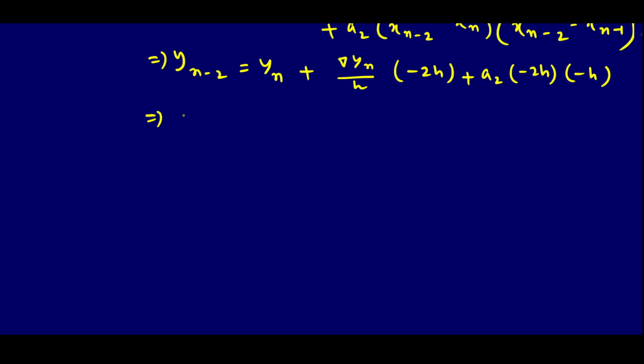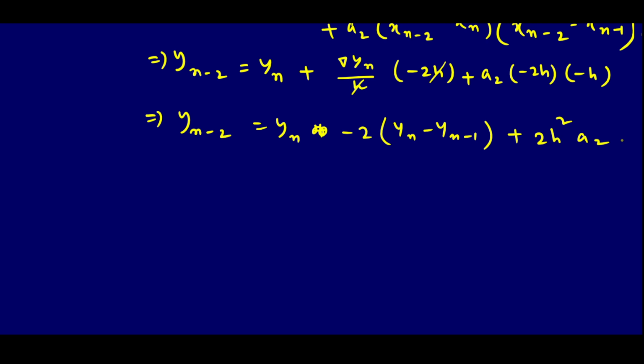So this implies yn minus 2 is equal to yn. Okay, now here h is cancelled out. So this is your minus 2 into what is nabla yn? Nabla yn is yn minus yn minus 1. And the last term is plus 2h square a2. Okay, now we have to simplify it.